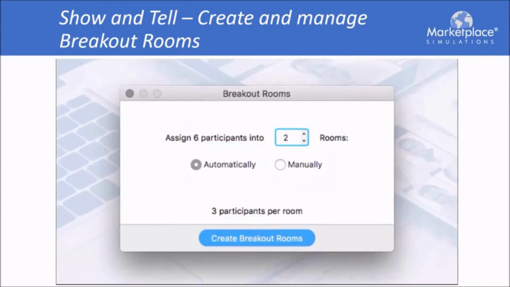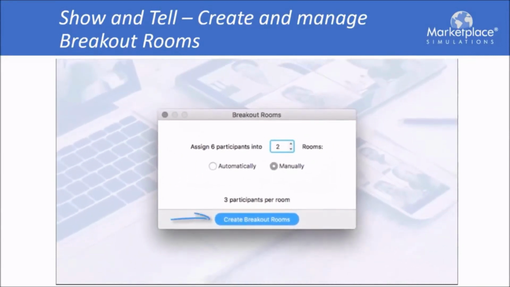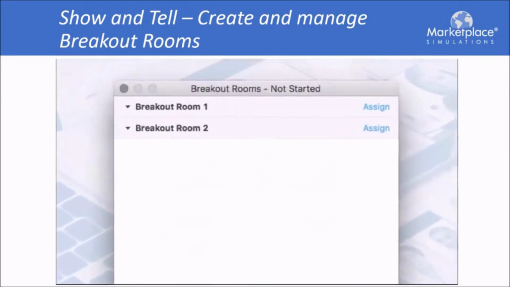Choose how many rooms to create and let Zoom assign the participants automatically, or choose to manually assign for more control, as we'll demonstrate here. Create breakout rooms to proceed. Your breakout rooms are now available, and participants are still in the main meeting.